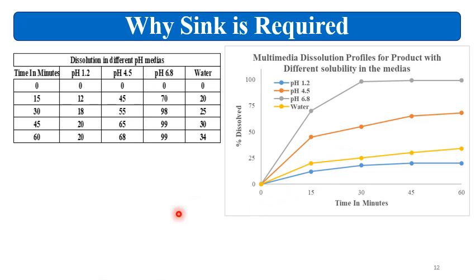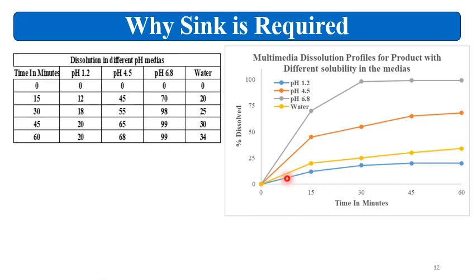So here I have taken an example, dissolution in different pH medias. Consider the drug has a different solubility profile in the different medias. The media are taken as pH 1.2, 4.5, 6.8 and water. So here in pH 6.8, the solubility is more compared to the other medias, and at 60 minutes the extent is available, that is dissolution is more than 80%. That's why this pH 6.8 can be selected.